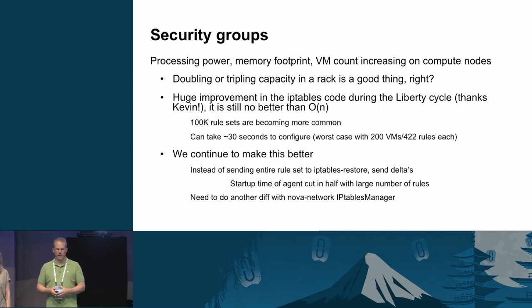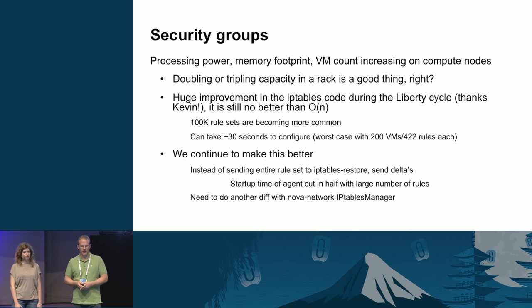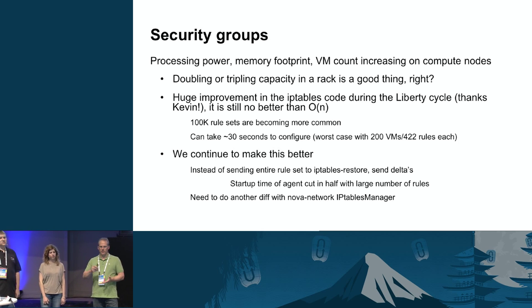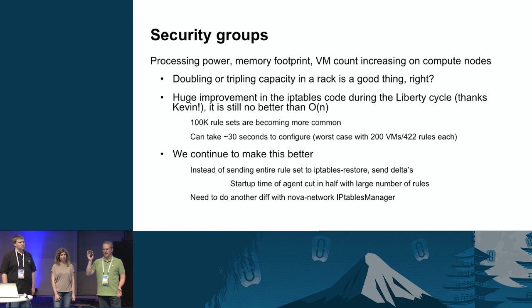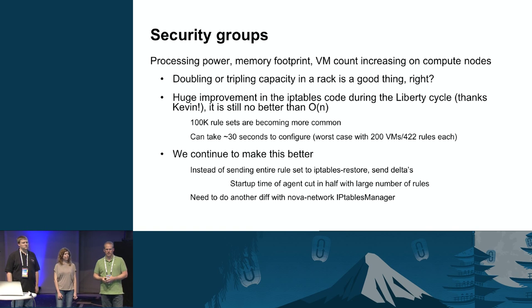So luckily, we noticed this early enough in the Liberty cycle that Kevin here, who does a lot of the IP tables patches, was able to change the code from doing serial searching of this entire IP tables rule set to doing a hashed lookup, such that we got this performance improvement down in a manageable space.